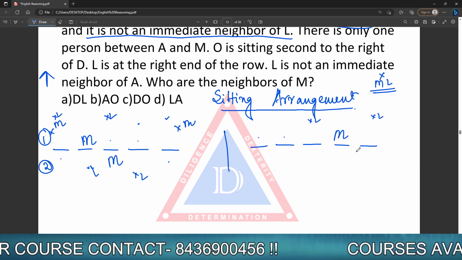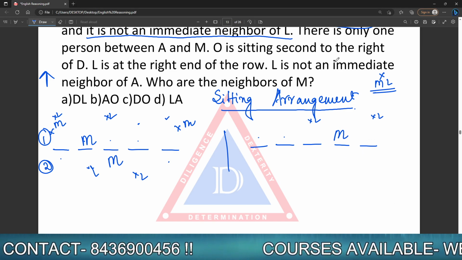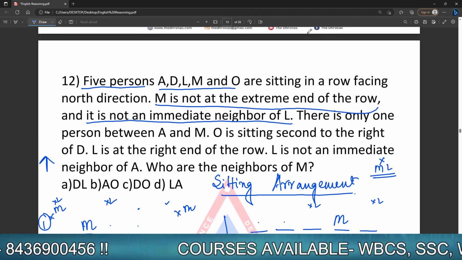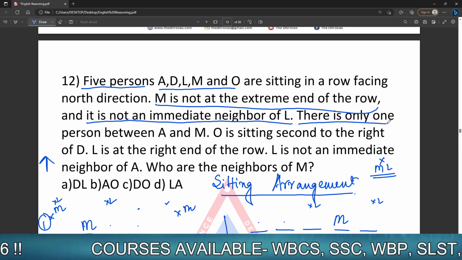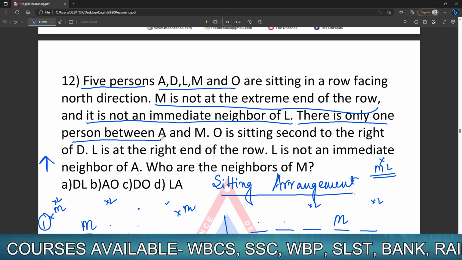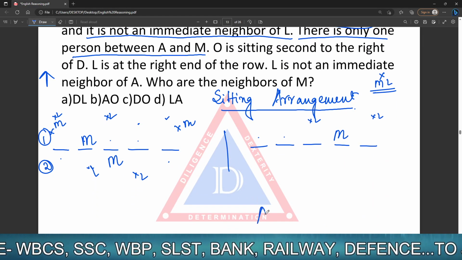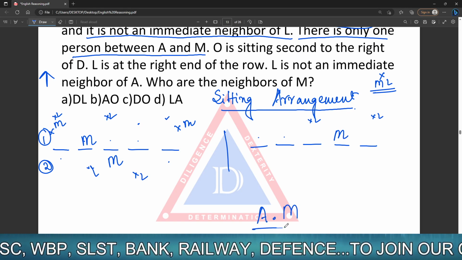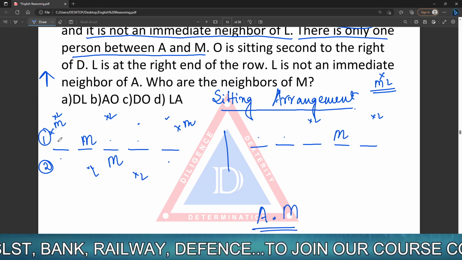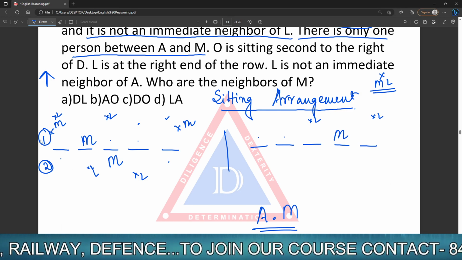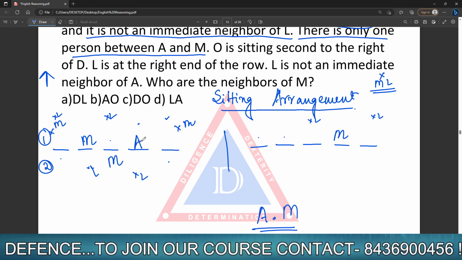Okay. We'll see later. Then it's written there is only one person sitting between A and M. So there is only one person. That means A, one person, M. That means we cannot write A over here because there is no space for A. So A should be here.